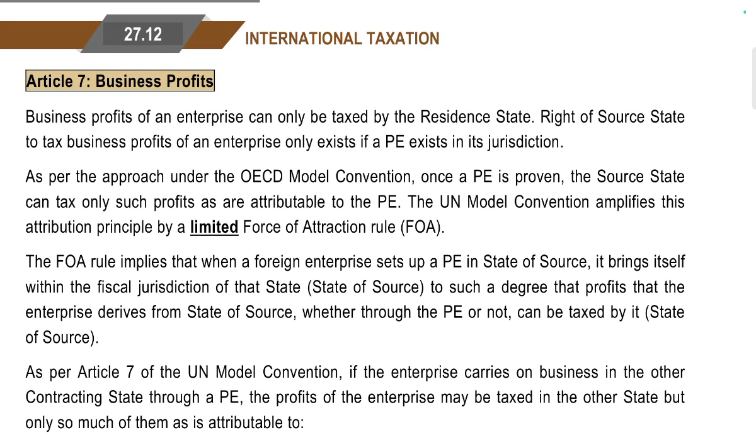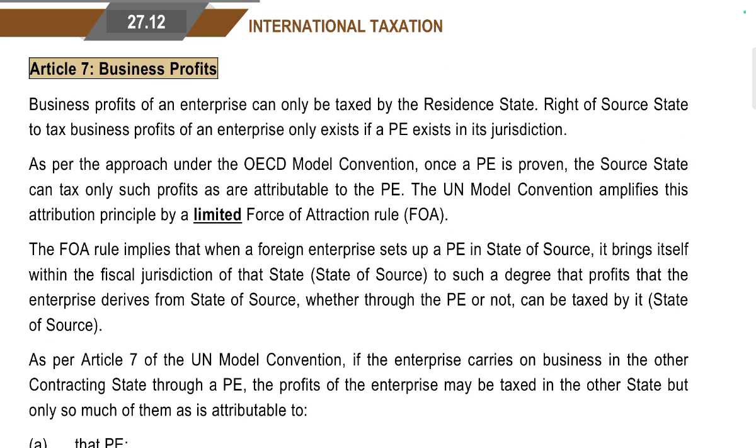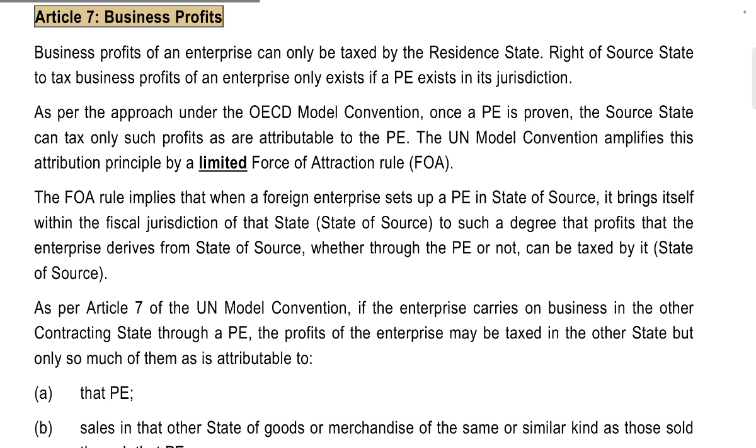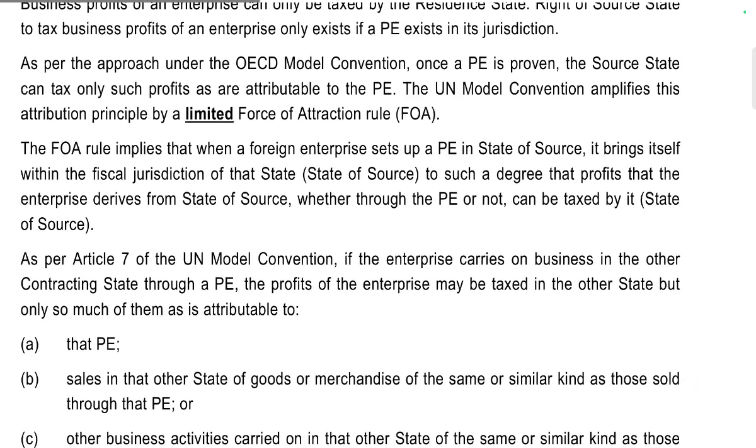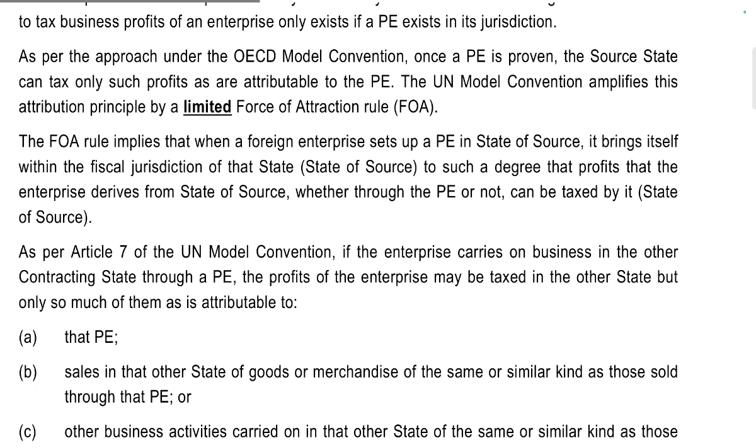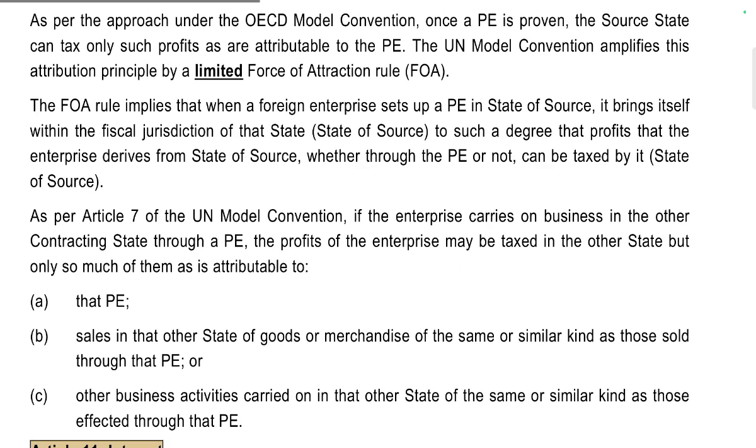Article 7, Business Profits. The business profits of an enterprise can only be taxed in the resident state. The right of the source state to tax business profits of an enterprise only exists if there is a PE. As per the approach of the OECD model convention, only the PE state, the source state, may tax such profits as are attributed to the PE. The UN model convention amplifies this with a limited force of attraction rule. The FOA rule implies that when a foreign enterprise sets up a PE in a state, it brings itself within the jurisdiction of the state. Such profits that the enterprise derives from the source state, whether through the PE or not, can be taxed by the source state.